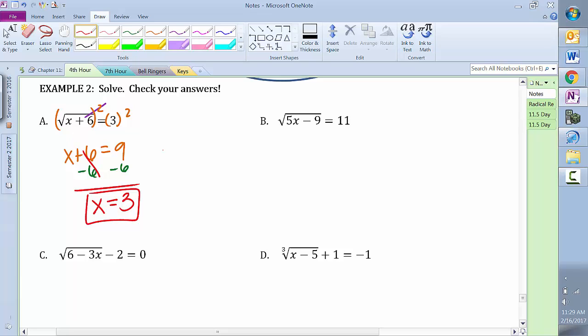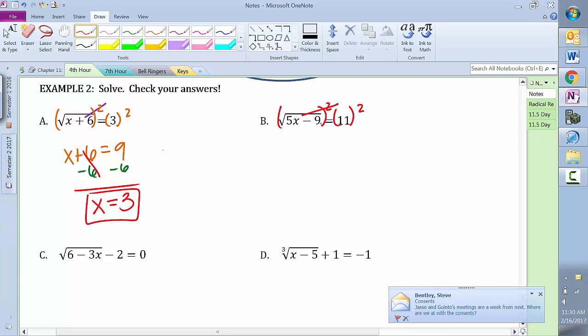Questions? Comments or concerns? Okay. The only new thing that we do have to do is just check our answers because sometimes it doesn't work out. But we'll do that in the next couple ones here. Look at B. They're set up pretty much the same. What do I do to both sides to get rid of the radical? Square it. So nothing's different. Squaring both sides, we get rid of the radical.